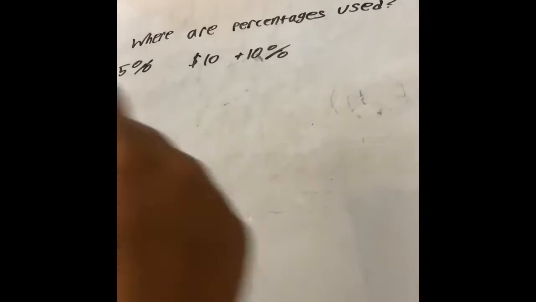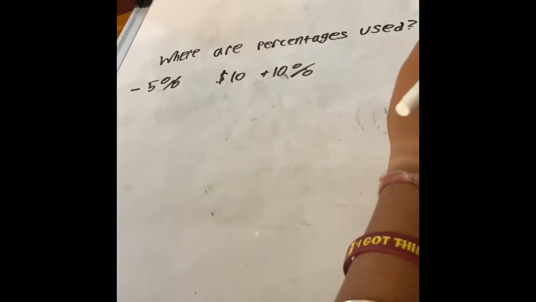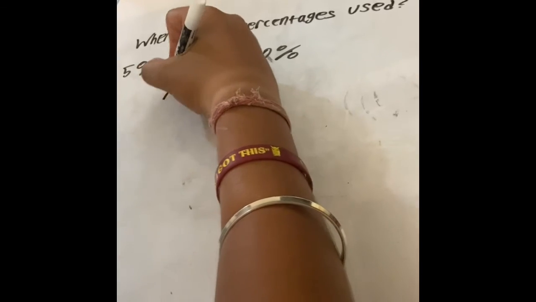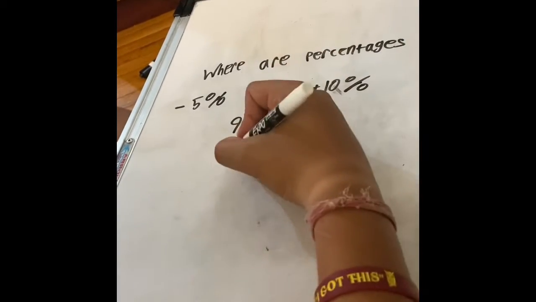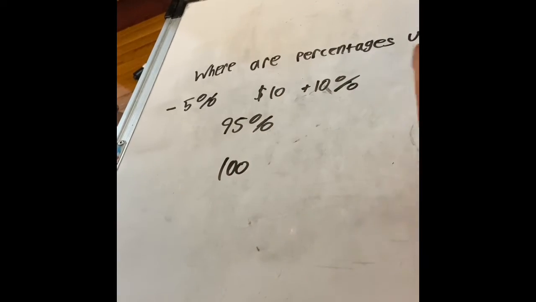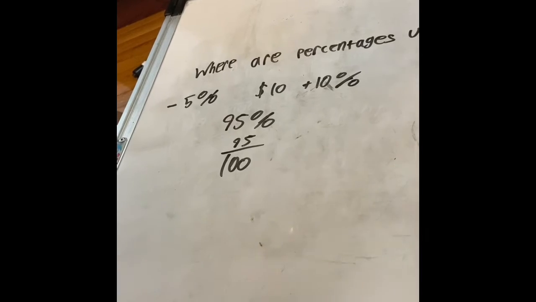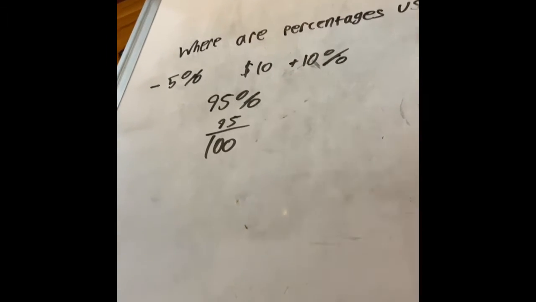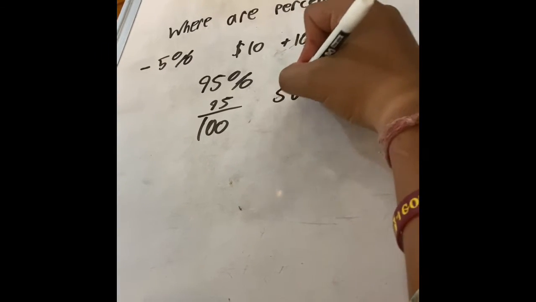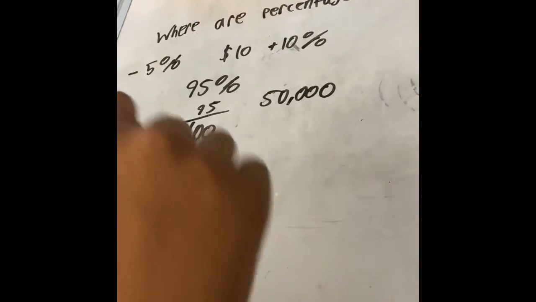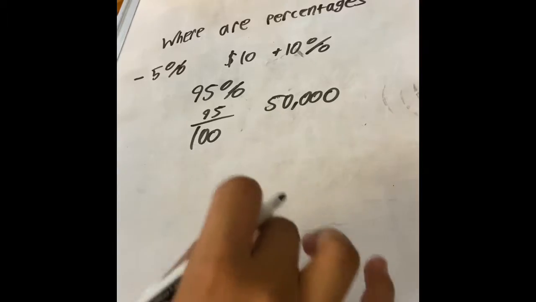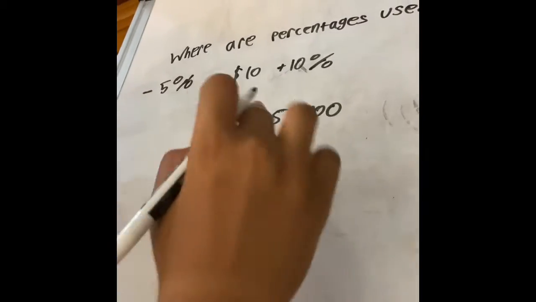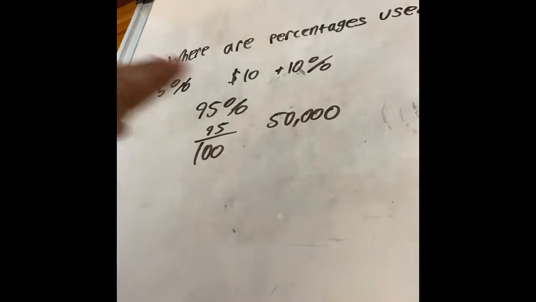Also, you would see it in school. When you get your test result back and it says 95%, out of the questions, which is a total of 100 marks, you got 95 points. You would also see it in a loan. When you take a loan from the bank for, let's say, $50,000, there is an annual interest of 10%. Then that means every year you would pay 10% of this back to the bank.